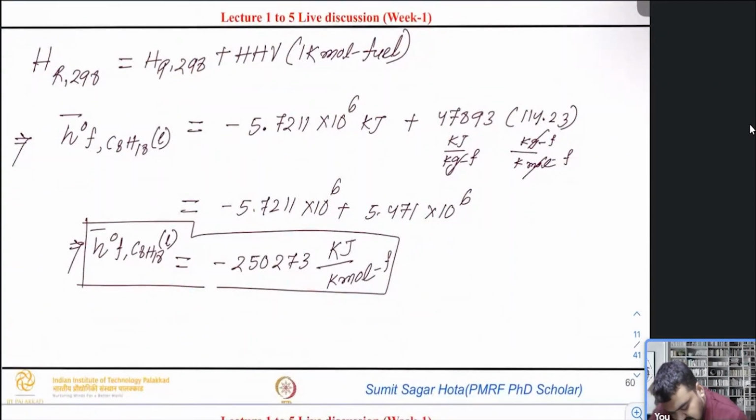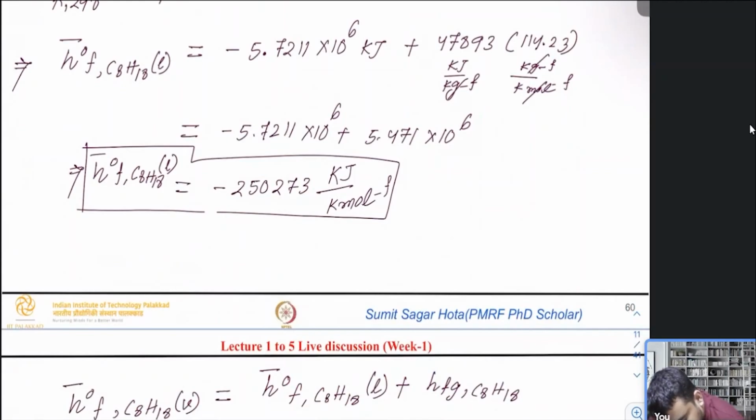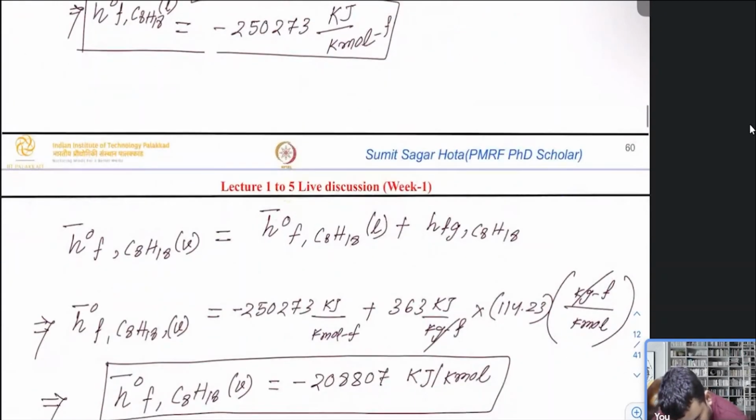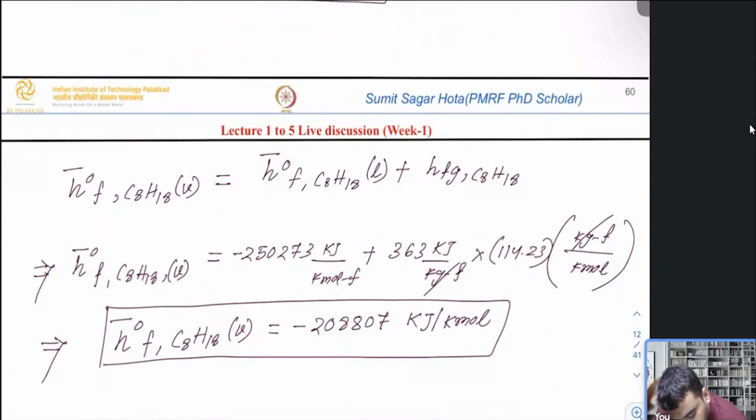Now just substitute all the values in our equation, that is H_R at 298 equals H_P plus HHV. By substituting all these values you get the value of h_f naught of C8H18 as minus 273 kilojoule per kilomole of fuel. So now we have the liquid but we need the vapor. If the fuel is in vapor form, then what is extra added is h_fg.